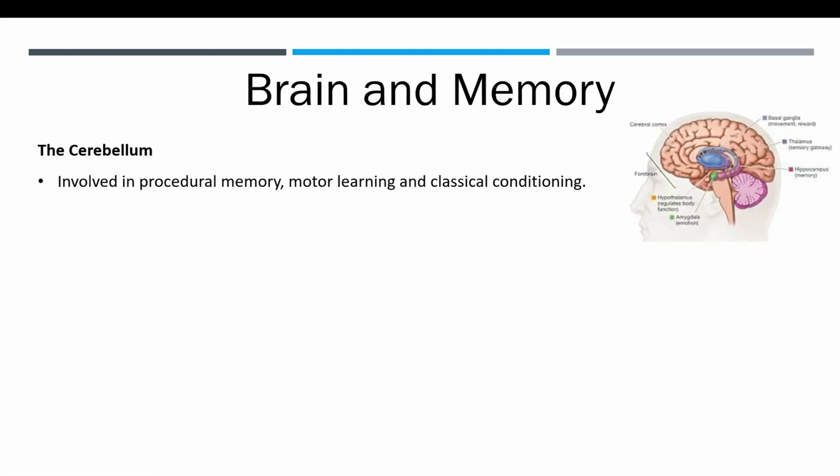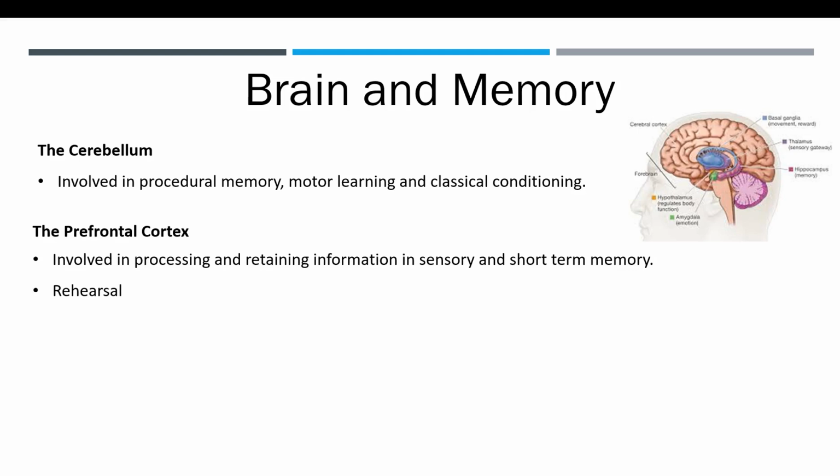And then next we could talk about the cerebellum, which is involved in procedural memory, motor learning, and classical conditioning. And if you remember from biopsych, the cerebellum is involved with motor functions. And so if the body needs to respond in an action according to how we remember, like riding a bike, our cerebellum and our memory work together to provide information and regulation of our motor functions in order to ride that bike.